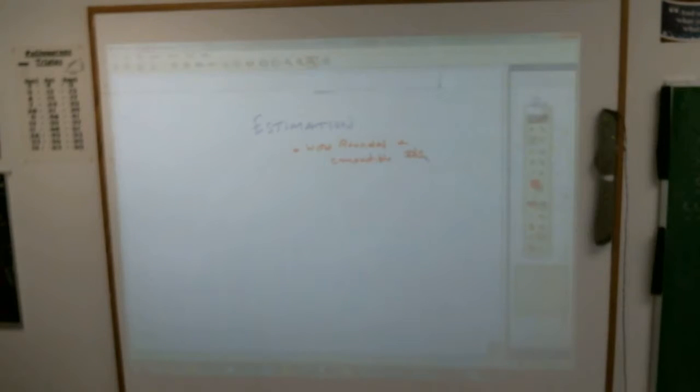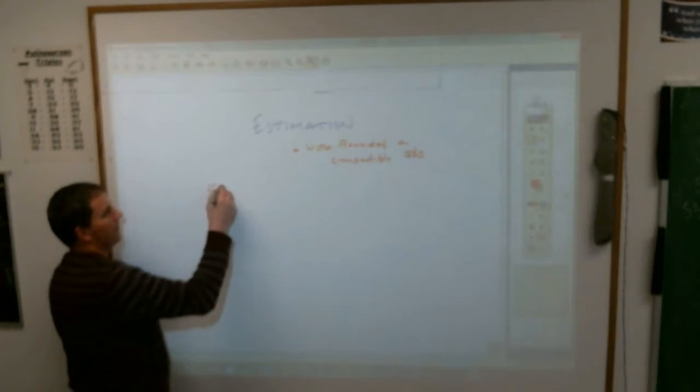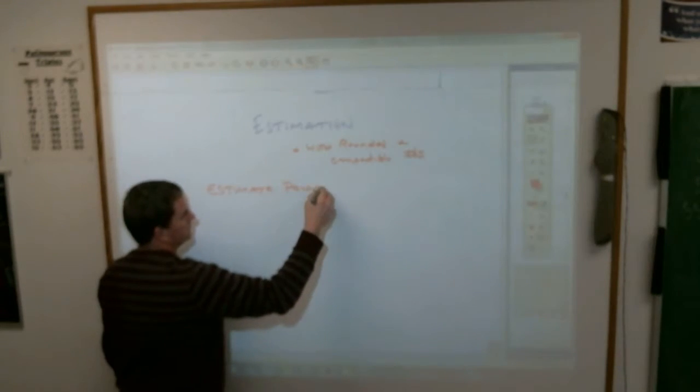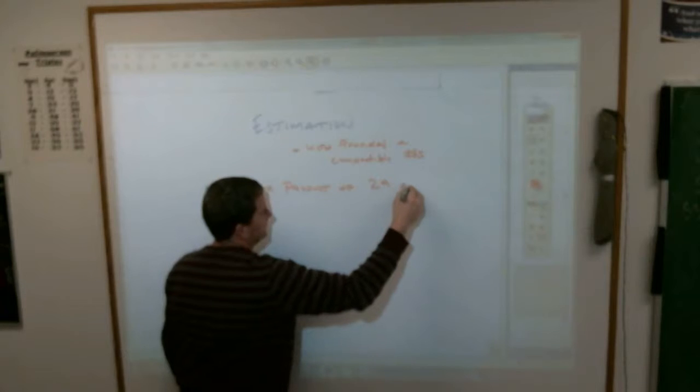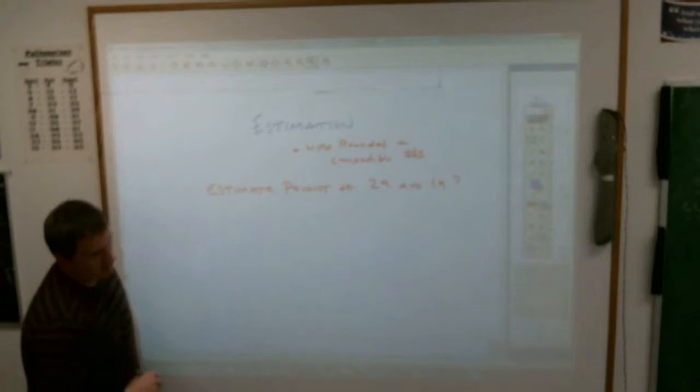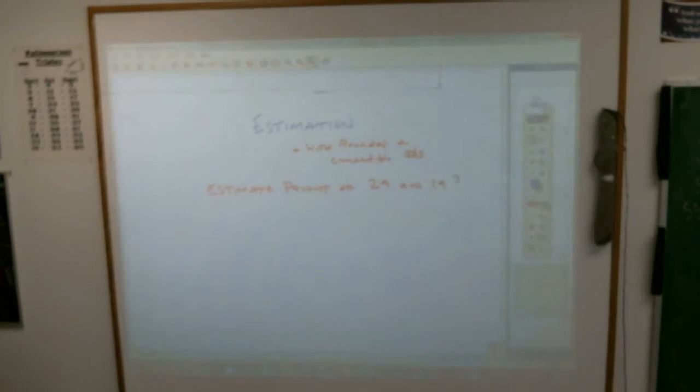For example, here's a problem from the book. Estimate the product of 29 and 19. When the book asks you to estimate, they want you to change the numbers that you're multiplying or doing whatever with to easy to work with numbers. That gives you an answer that is as close as possible to what the real answer would be.